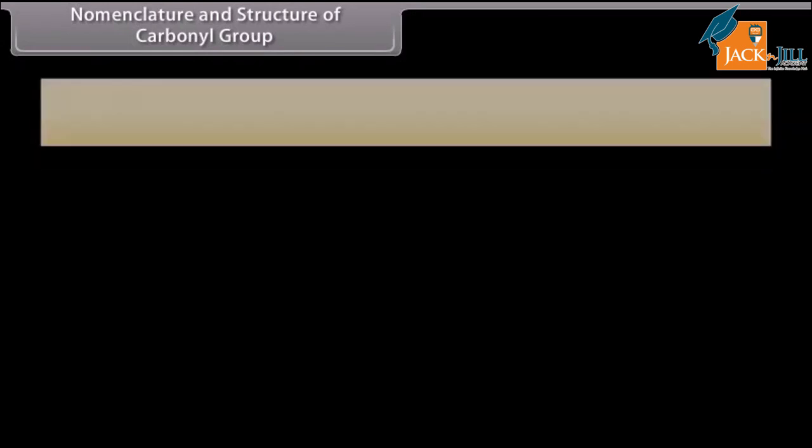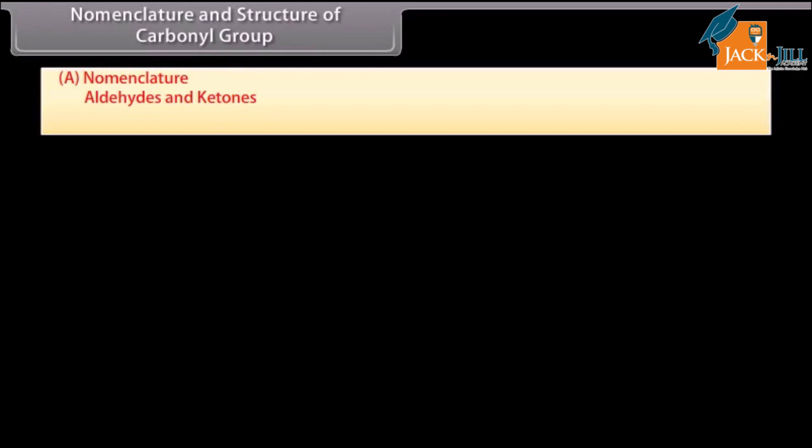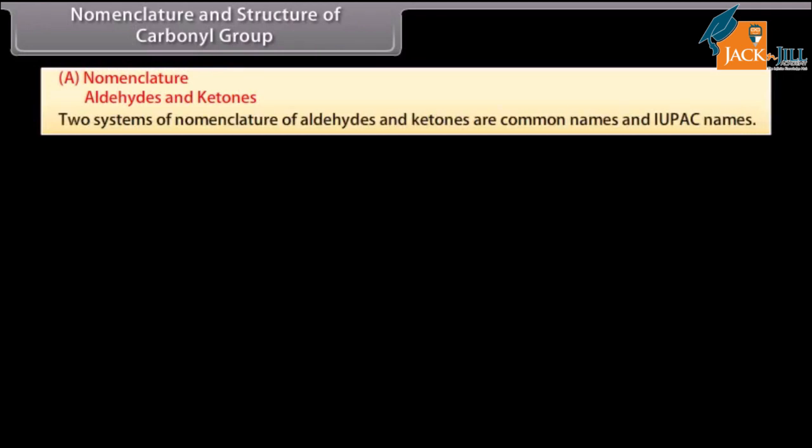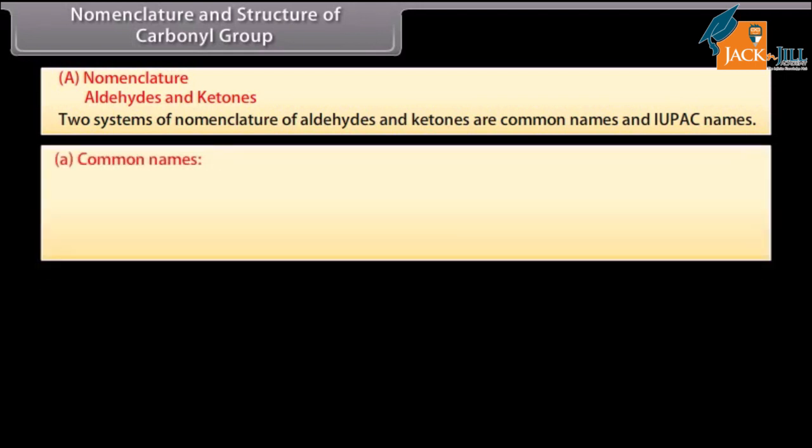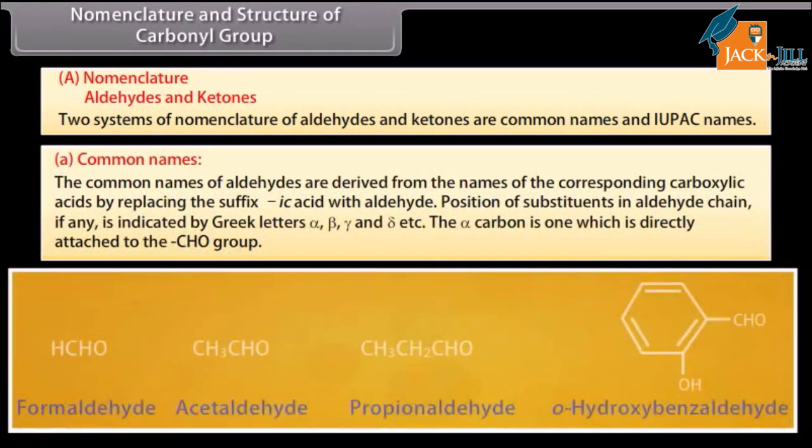Nomenclature and structure of carbonyl group. Nomenclature. Aldehydes and ketones. Two systems of nomenclature of aldehydes and ketones are common names and IUPAC names. Common names. The common names of aldehydes are derived from the names of the corresponding carboxylic acids by replacing the suffix -ic acid with aldehyde.